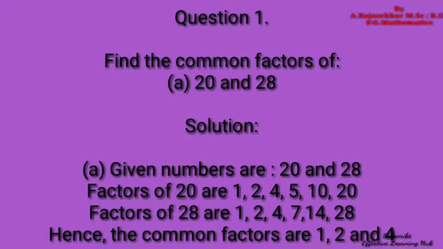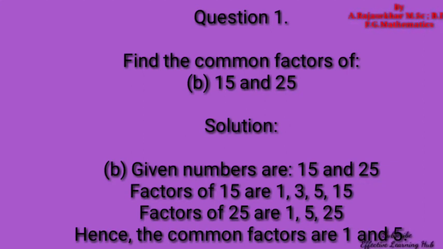Factors of 20 are 1, 2, 4, 5, 10, 20. 1 twenty is 20, 2 tens are 20, 4 fives are 20, 5 fours are 20, 10 twos are 20, 20 ones are 20. In the same way, factors of 28 are 1, 2, 4, 7, 14, 28. 1 twenty-eight is 28, 2 fourteens are 28, 4 sevens are 28, 7 fours are 28, 14 twos are 28, 28 ones are 28. So the common factors are 1, 2 and 4.